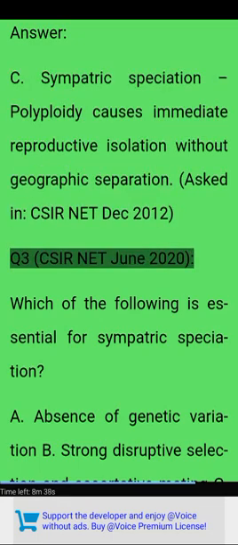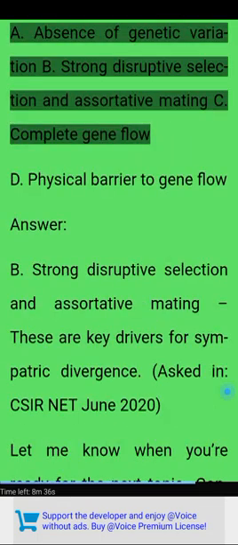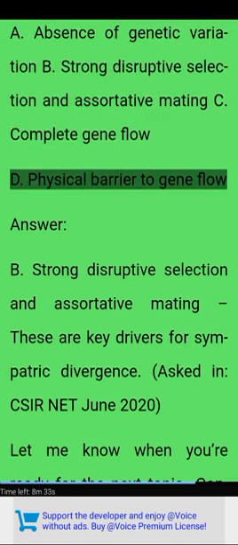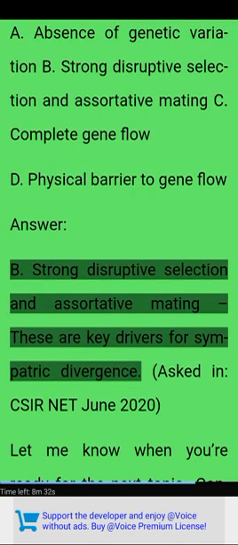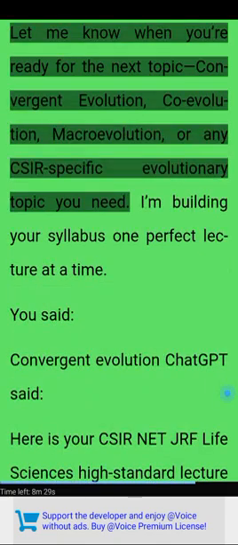Q3, CSIR NET June 2020. Which of the following is essential for sympatric speciation? A, absence of genetic variation. B, strong disruptive selection and assortative mating. C, complete gene flow. D, physical barrier to gene flow. Answer: B, strong disruptive selection and assortative mating. These are key drivers for sympatric divergence. Asked in CSIR NET June 2020.